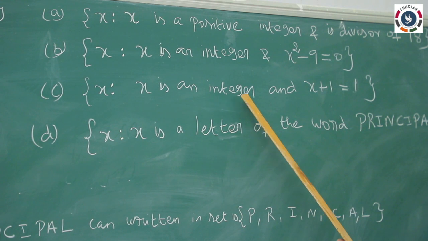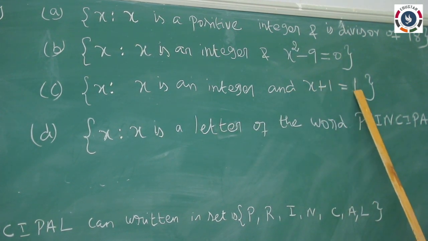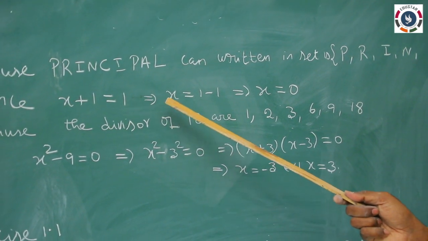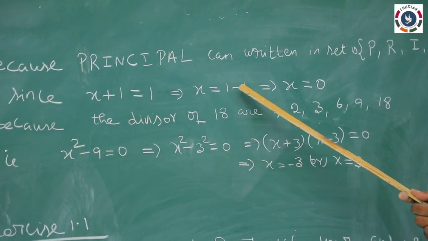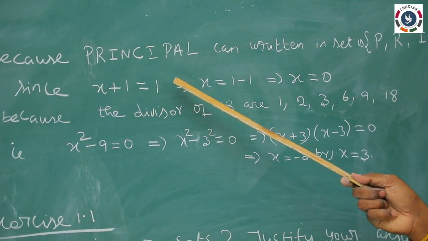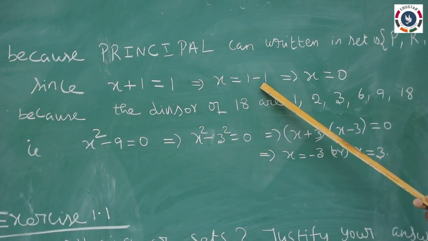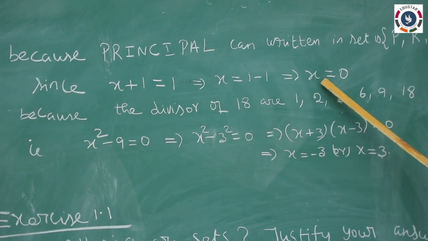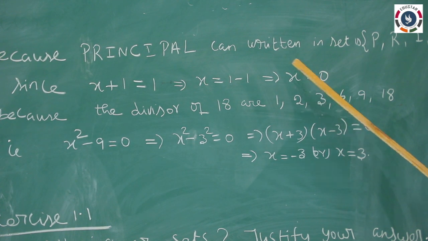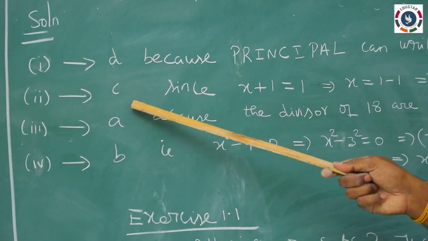C: x is an integer and x plus 1 equals 1. Since x plus 1 equals 1, this can be written as x equals 1 minus 1. So this positive 1 comes to this side, that value is negative 1 minus 1. So 1 minus 1 equals 0, so x equals 0. We get the singleton {0}. So 2 matches to C.